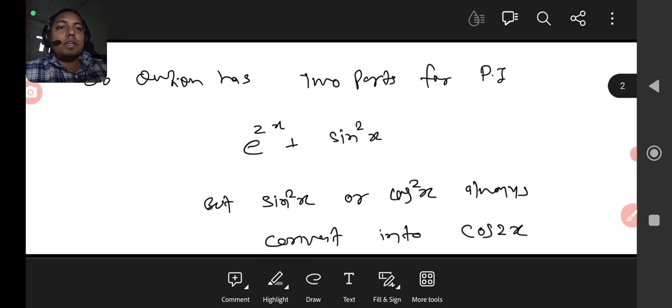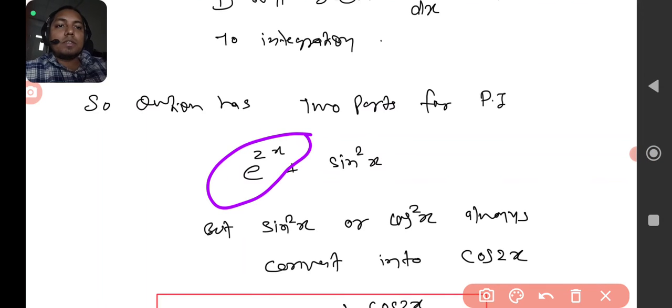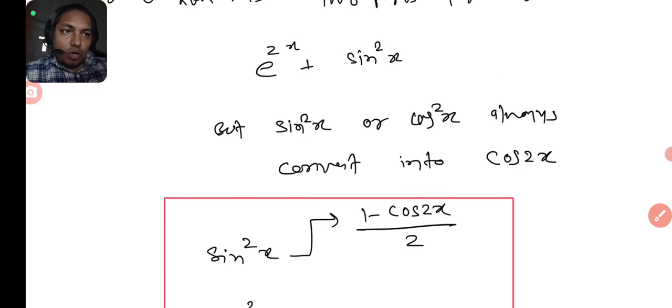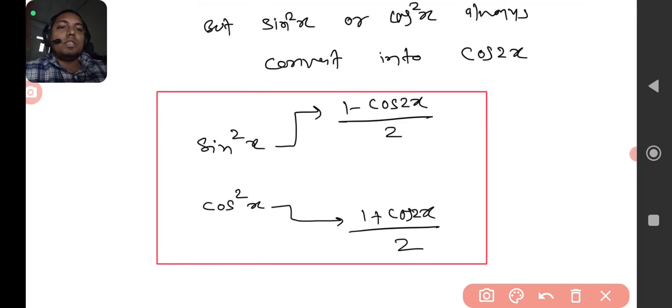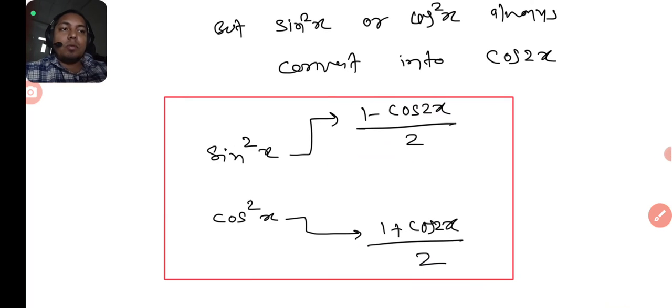One is e power 2x and one is sine square x. Whenever sine square x or cos square x comes in your question, you have to convert them into cos 2x. Always convert them into cos 2x. Here I have shown you, if you have sine square x, then by formula you convert that into 1 minus cos 2x by 2, and if you have cos square x, then it is 1 plus cos 2x by 2, right? Keep this trigonometry formula in mind.